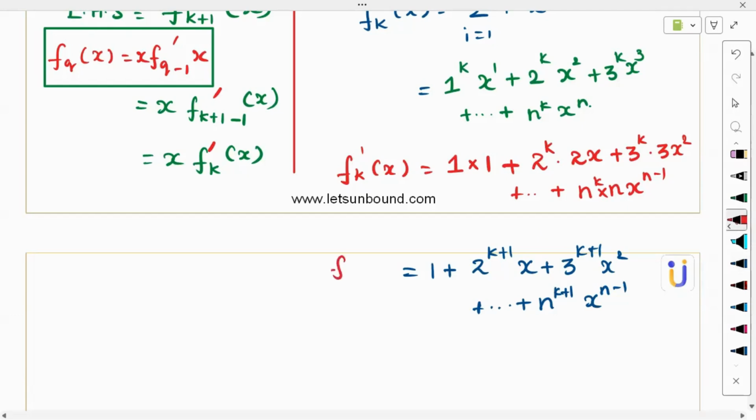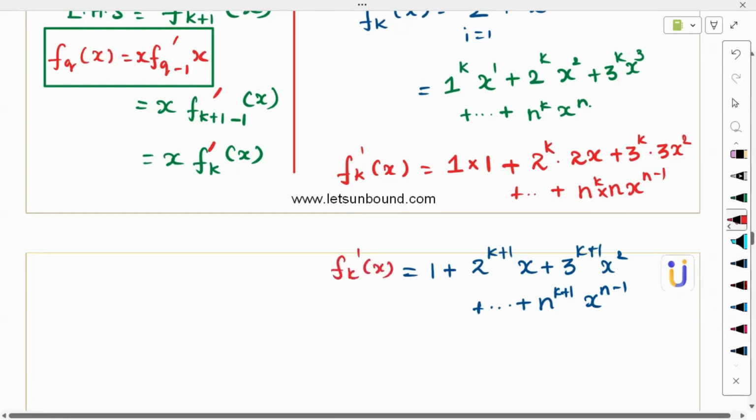Okay, let me use this over here. What I have in the LHS and this, I'm going to combine here.